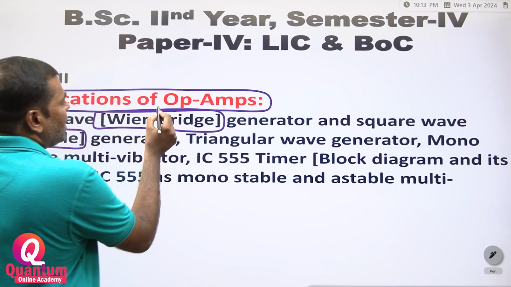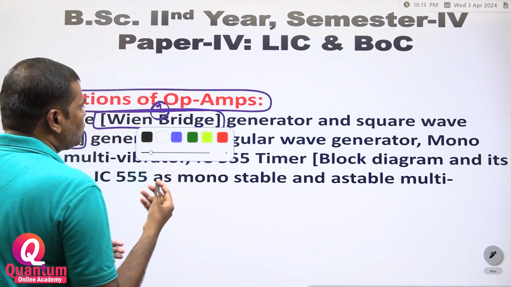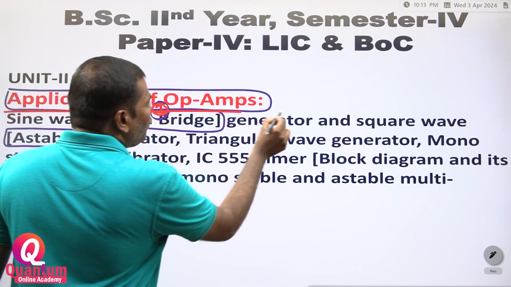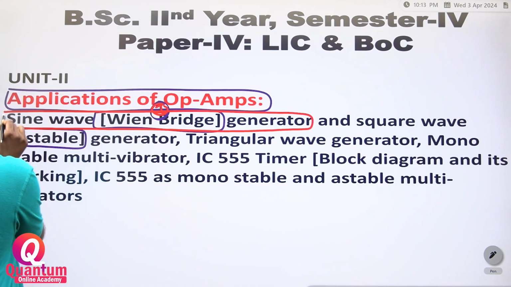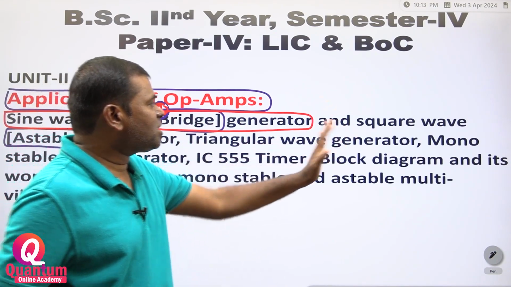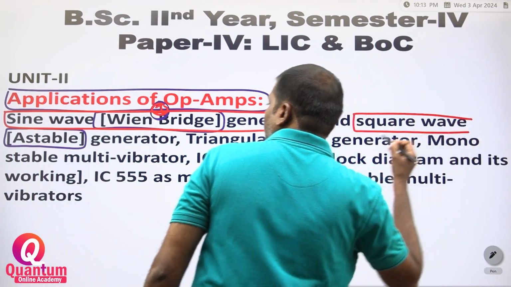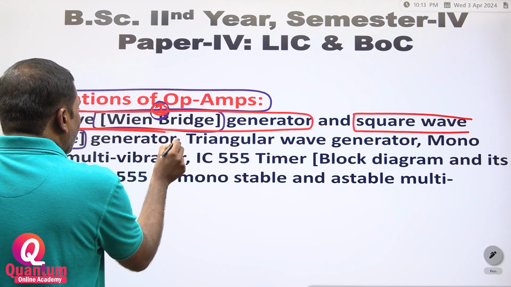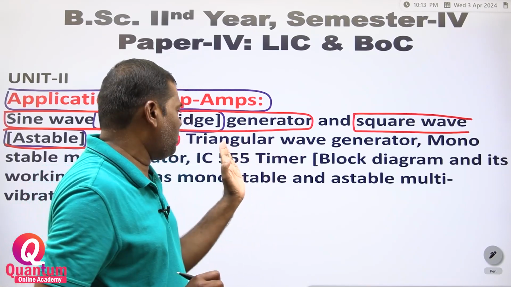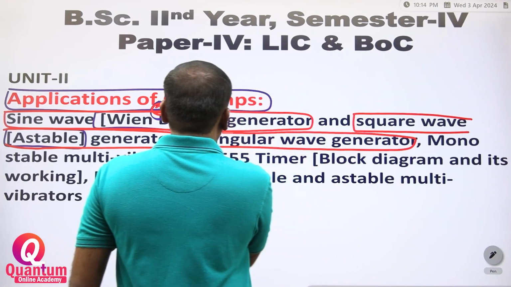First, sine wave generator, that is the first one. You have to do the sine wave generator through the Wien bridge diagram. Next, square wave generator through astable diagram. Through the astable diagram, you have to do the square wave generator with an astable operational amplifier. Next, the triangular wave generator.